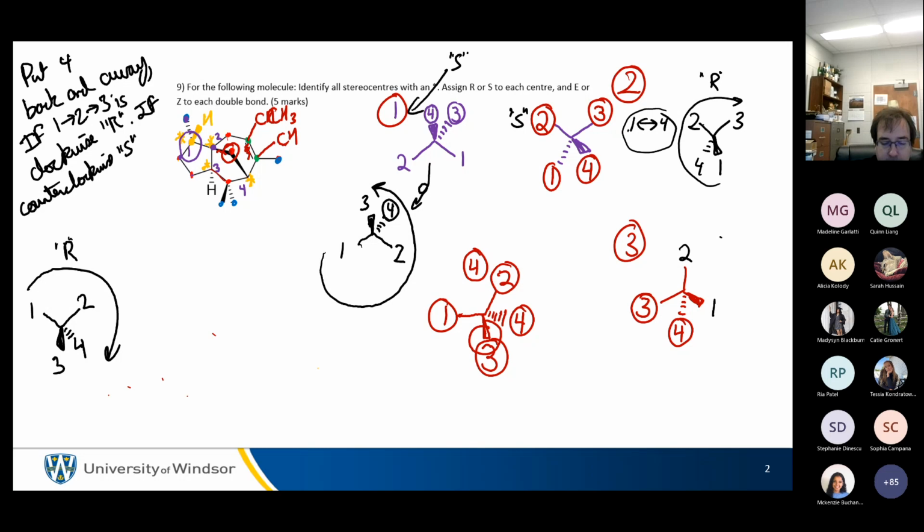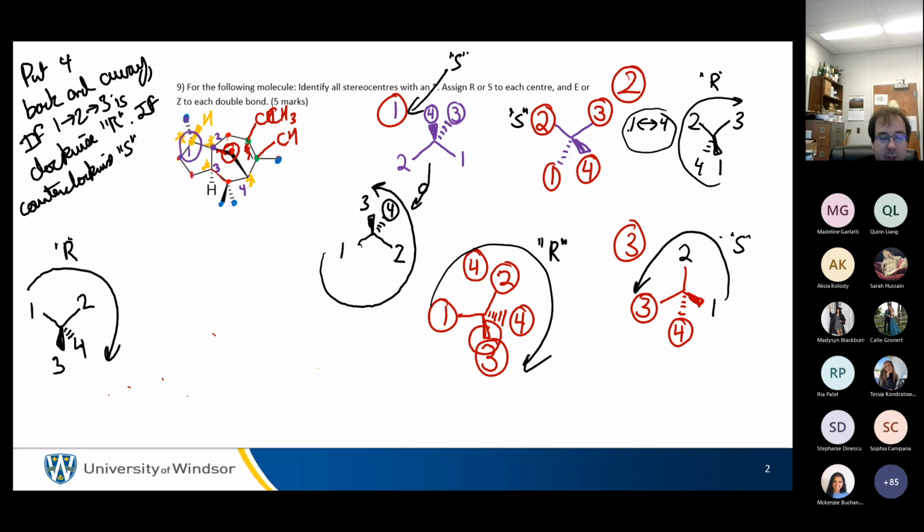Number 3, conveniently 4 is already pointing back and away from us, so no need to do any work. We just do 1, 2, 3. It's counterclockwise. It is S. And then number 4 is pointing back and away from us already, which is great. Again, we don't need to do any work. It's clockwise. It's R.